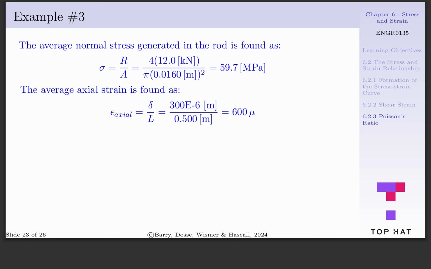Next, we'll calculate the average axial strain, which is the deformation in the axial direction per the original length. This is equal to 300 micrometers per 0.5 meters, which gives the average axial strain of 600 mu.